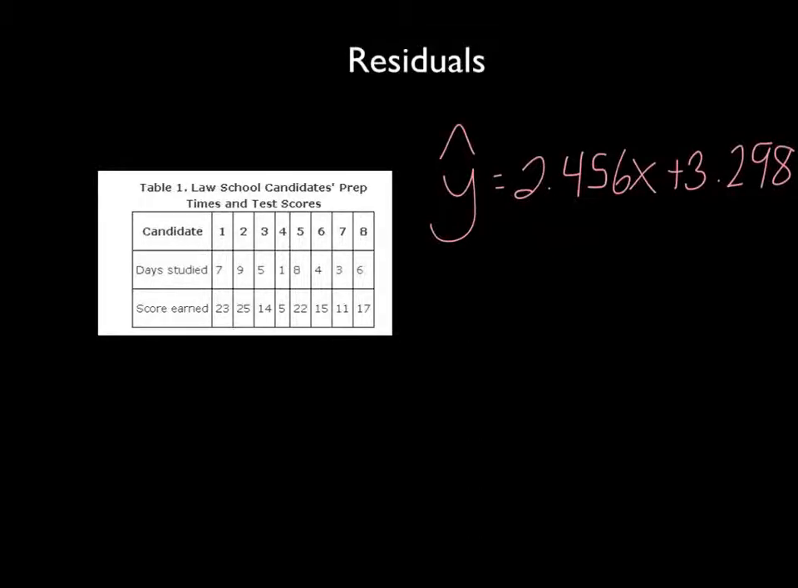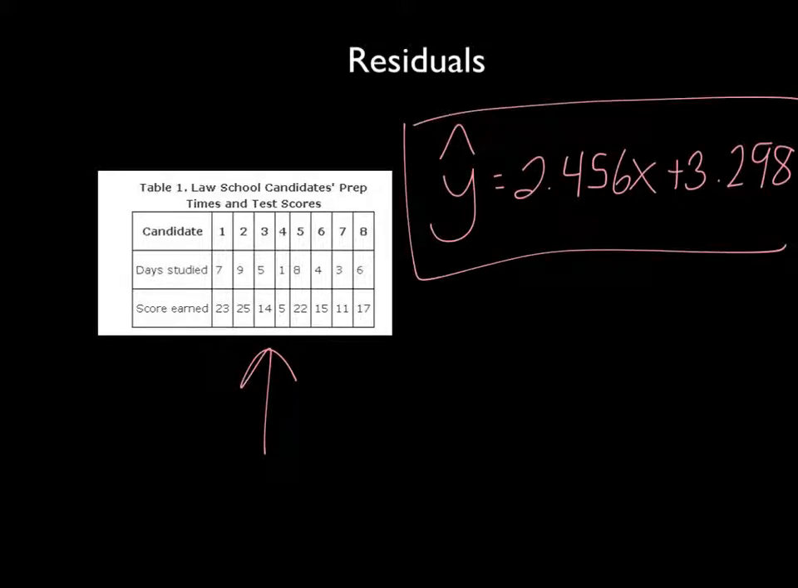We're going to continue on with our example with these law school candidate prep times versus their test scores. If you recall, we got the data here, and we found the least squares regression line, which is right here. That's our prediction line, where we would plug in the number of days they studied, work it out, and we'll get our predicted score for their law school candidate test. So this video is going to talk about the residuals. What is a residual? What does it mean? And all the things you need to know about residuals.